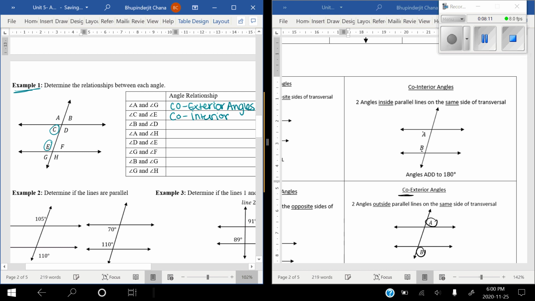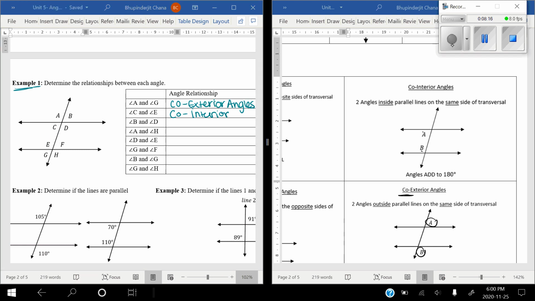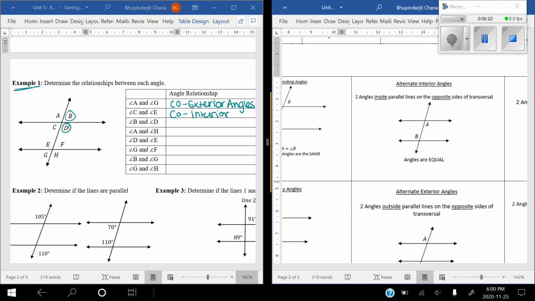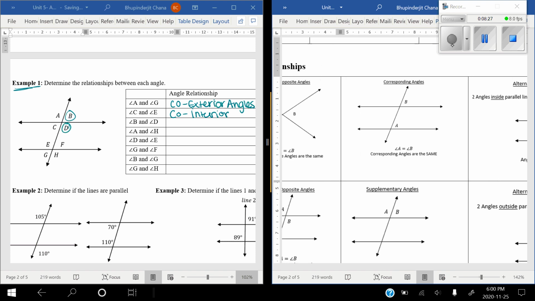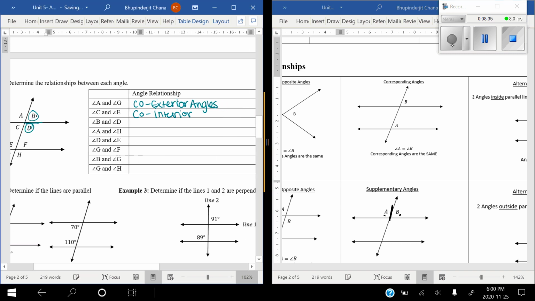Co-interior angles. Okay, the next one is B and D. So we're going to see which one this seems most similar to. I'm going to say supplementary because the angles are beside each other and they're divided by a line. The angles are beside each other and they're divided by a line, so I'm going to say that these are supplementary.